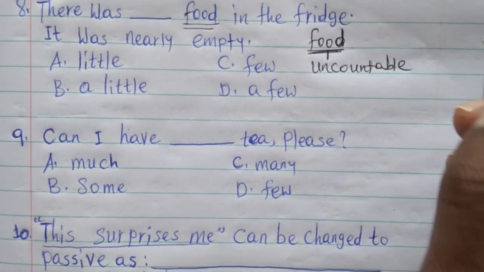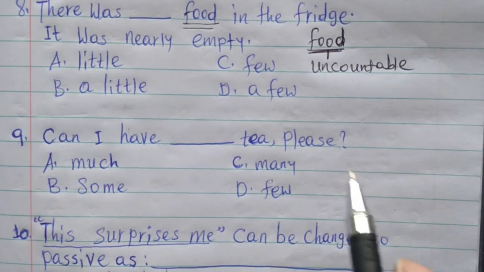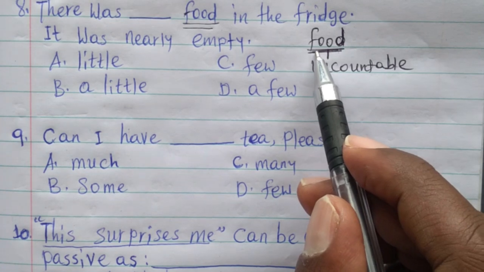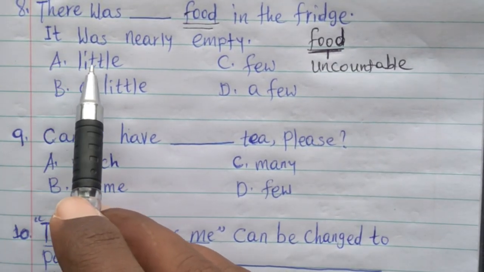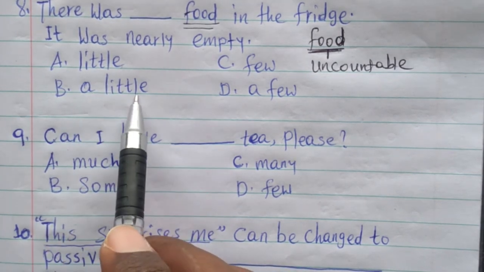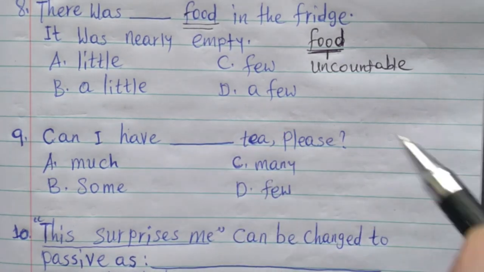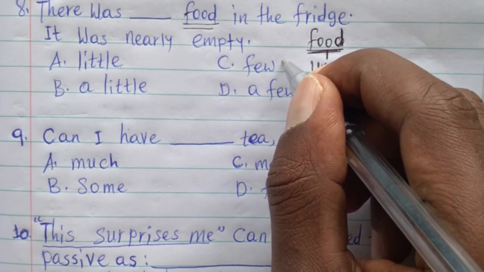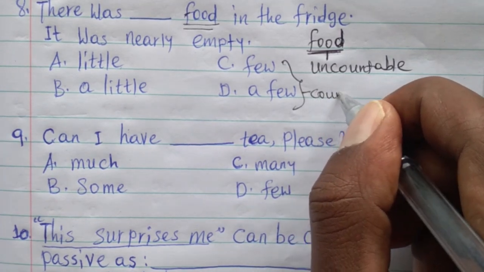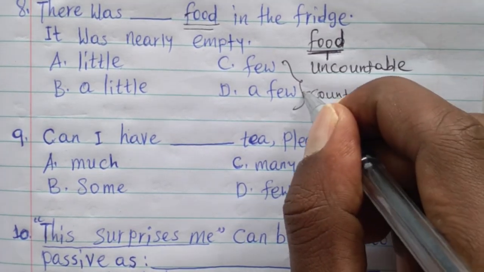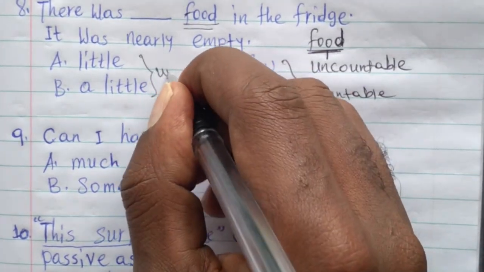Now, the answer will be a quantifier, which is used with uncountable nouns. So it's going to be little or a little. Food is uncountable, so few and a few are used for countable nouns. They are used for countable, but here we are using quantifiers for uncountable.